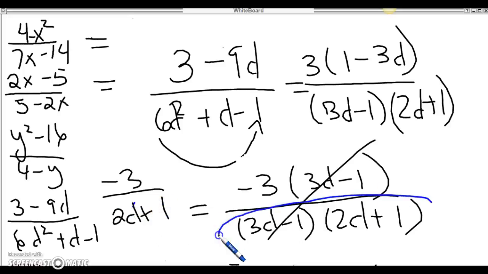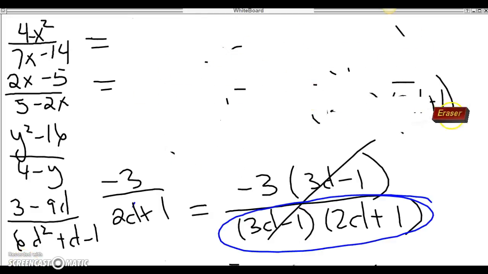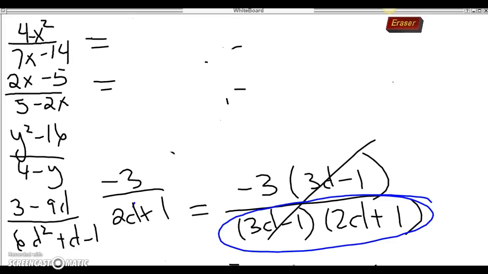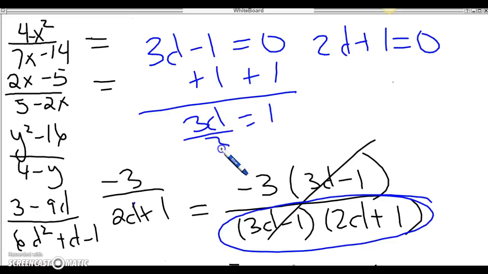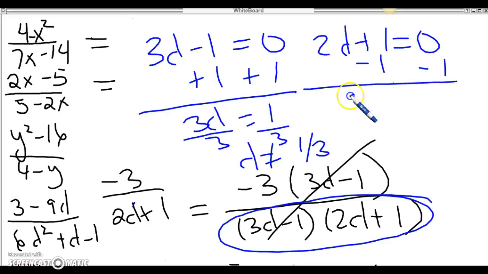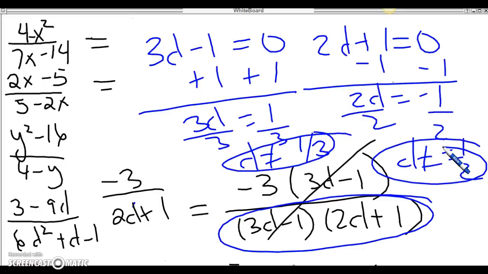Well, to get my excluded values, I'm going to set both of those equal to 0. So let's do that. I get 3d minus 1 equals 0, and 2d plus 1 equals 0. So I add 1. Get 3d equals 1. Divide both sides by 3. D cannot equal 1/3. Same thing here. Subtract 1. Get 2d equals negative 1. Divide by 2. D cannot equal negative 1/2. So here are my excluded values. Alright, I do believe there is one more.